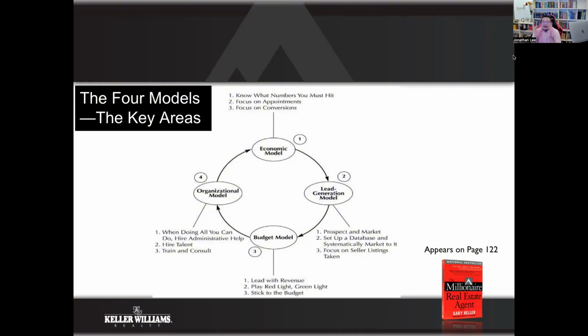And today, as we know our economic model, then we really know that in order for the economic model to work, we need to have an engine that generates leads, right? So the lead generation model really talks about how we can prospect, two things, prospecting and marketing. How do we set up a database and systematically market to it? And how do we focus on seller listings as well? So the lead generation model is what we are going to go through today.